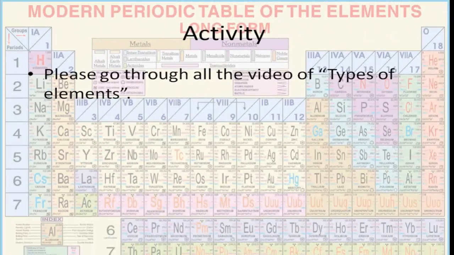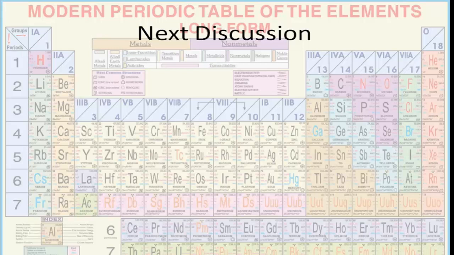Now, the last is your activity. I end my session. Now it's your time to do an activity. What you have to do is please go through all the videos of types of elements from representative elements to the inert gases. In the next discussion, we have discussed everything regarding the types of elements and the characteristics of the groups.